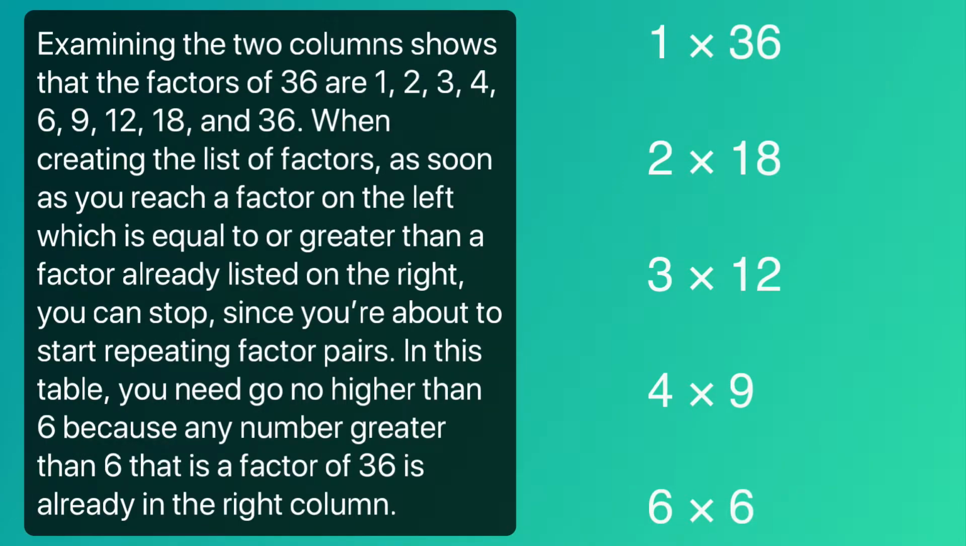Examining the two columns shows that the factors of 36 are 1, 2, 3, 4, 6, 9, 12, 18, and 36. When creating the list of factors, as soon as you reach a factor on the left which is equal to or greater than a factor already listed on the right, you can stop, since you're about to start repeating factors. In this table, there is no need to go higher than 6 because any number greater than 6 that is a factor of 36 is already in the right column.